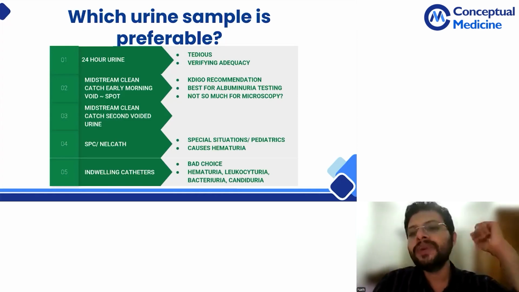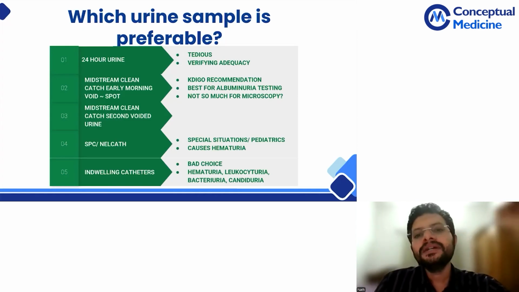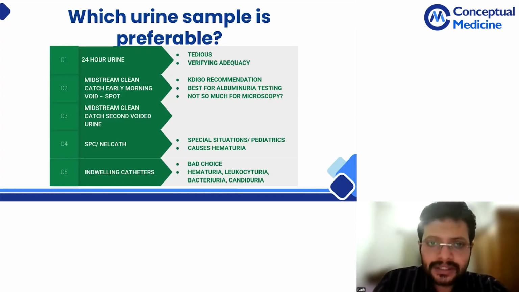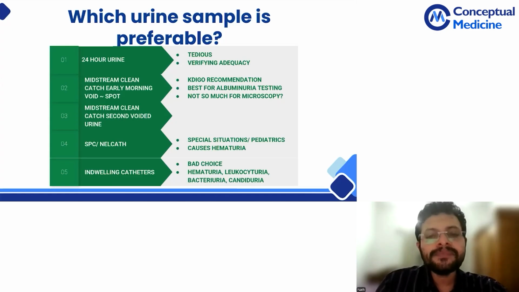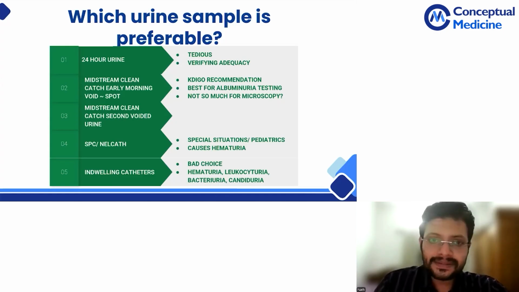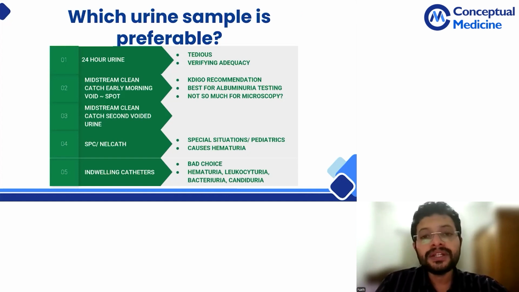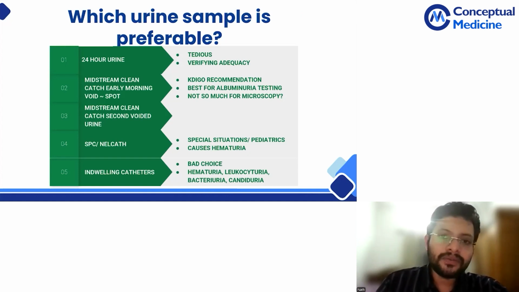So please remember that the 24-hour urine sample is very good. It's the gold standard when you are doing a protein estimation or even the estimation of certain other substances, but it's very tedious. Sometimes your patients are not happy when you're ordering that test. And also it's very important that you verify the adequacy of the 24-hour urine.